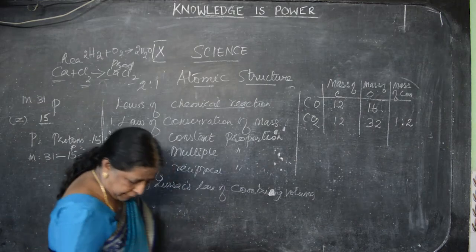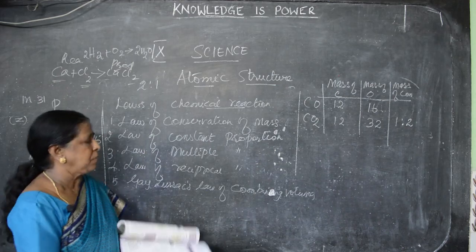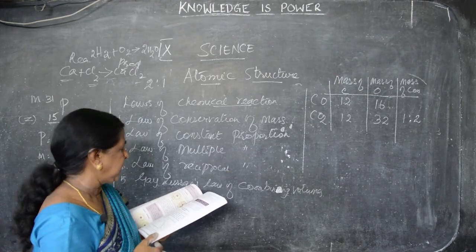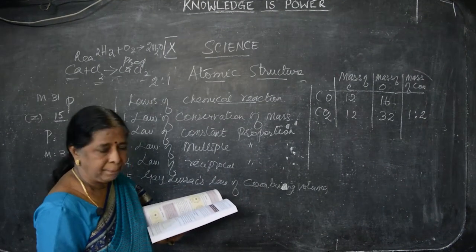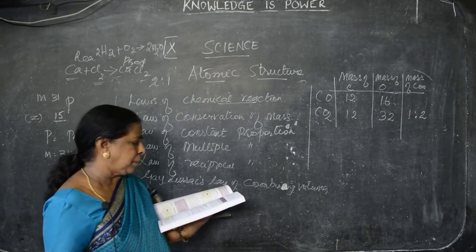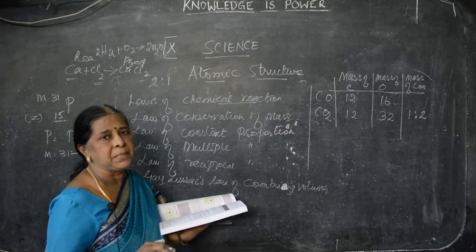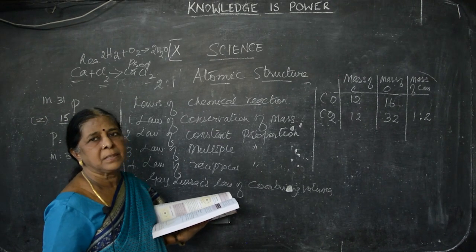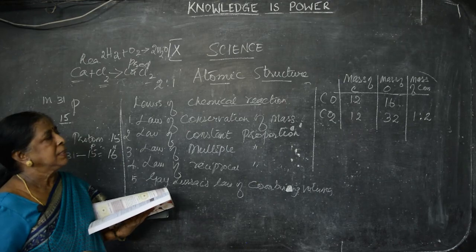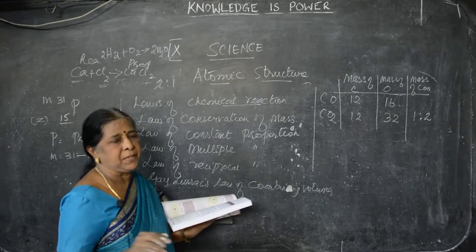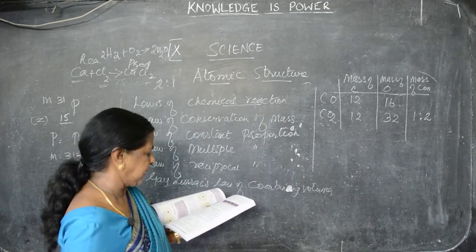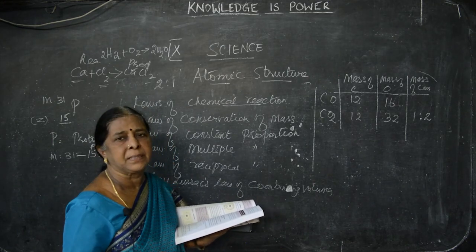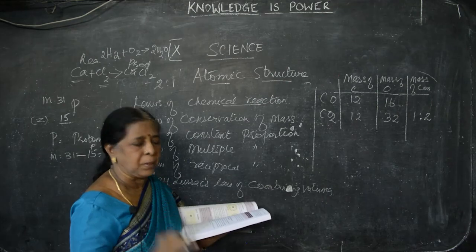Reciprocal means what? The law of reciprocal proportion. This is said by Jeremias Richter. Underline the scientist name. If two different elements combine separately with the same weight of the third element, here how many elements are taking part in that? 3 elements. So A, B, C for example. One element is hydrogen, other element is carbon, third element is oxygen. How many elements are there? 3 elements: hydrogen, carbon, oxygen.